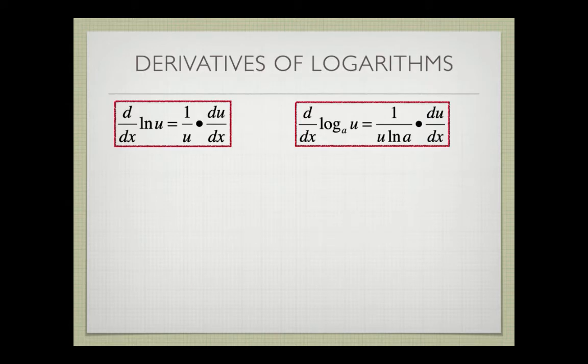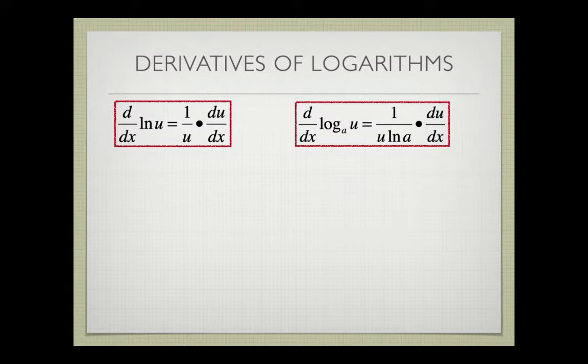Derivatives of logarithms. So we take the derivative of ln of u. So some function is in our ln function, our natural log function. We take 1 over whatever the ln is, so 1 over u, times the derivative of whatever u is with respect to x.